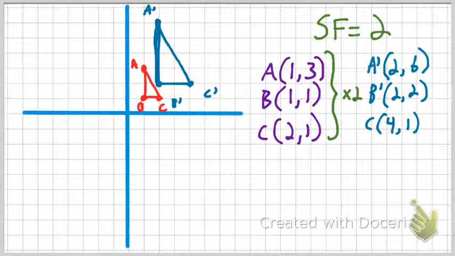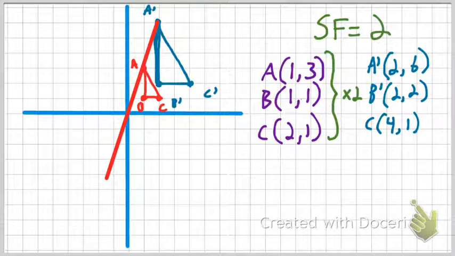Now, here's a fun way to check yourself. Okay? We just did a dilation, and we used the origin for the center of our dilation. And I can tell you, I'm not going to ask you to use anything else but the origin as the center of dilation. Okay? So, if I go from A, here's my A, and I make a straight line through the corresponding A, where does that line take me to? The origin. So does that one.